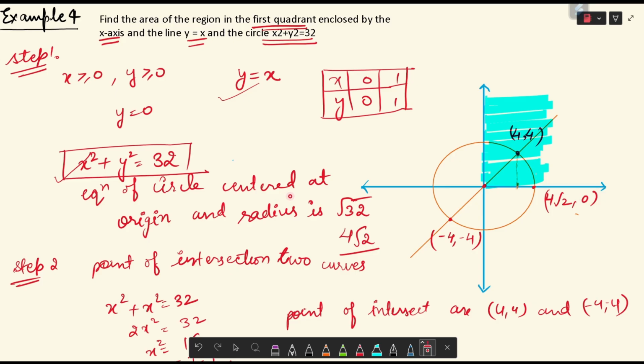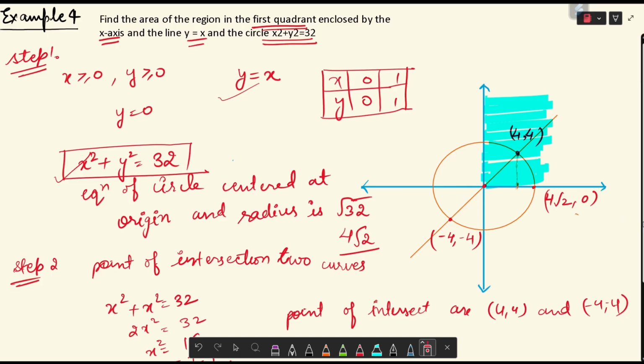Then second is the line y equals x and the circle. So what is the region? The line, the x-axis and the circle. Okay, what if we take this region? In this region there is no x-axis, right? It is enclosed by the y-axis, y equals x and the circle. It says enclosed by the x-axis, y equals x and the circle. So our feasible region, or the shaded region of which we need to find the area, is this one. I hope this is clear.